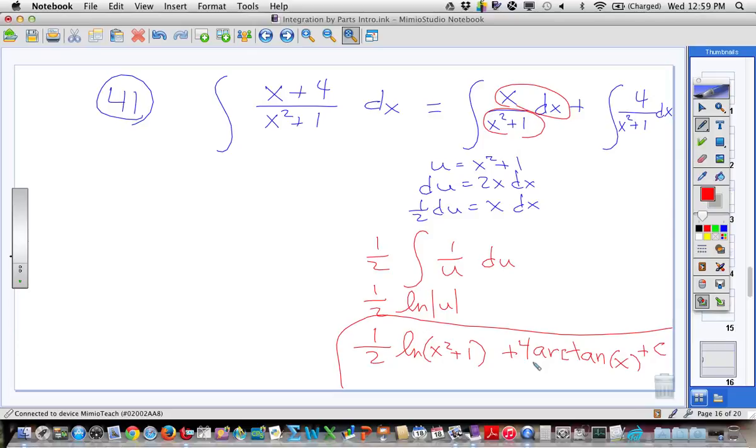So, those are just some of the little things. We talked about splitting up, but we always did it when we just had like a u on the bottom. We didn't do it when we had something like that. But that is something we can do. Okay?